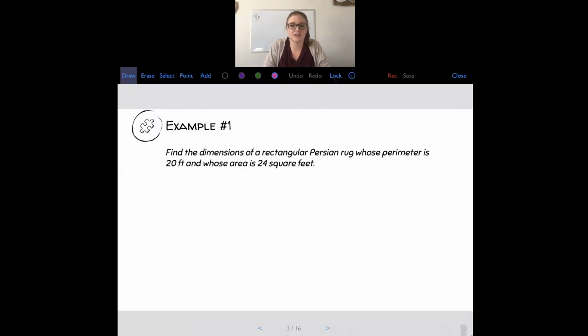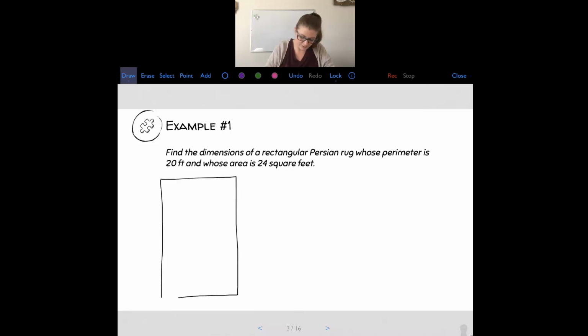Find the dimensions of a rectangular Persian rug whose perimeter is 20 feet and whose area is 24 square feet. You might be wondering where the quadratic equation comes into play, so let's get started on the problem. Whenever there is something I can visualize, I like to draw it out. So here's my rectangular rug. I'm sure a Persian rug is much prettier than what I am able to draw. And we are going to be talking about perimeter and area in this, okay?